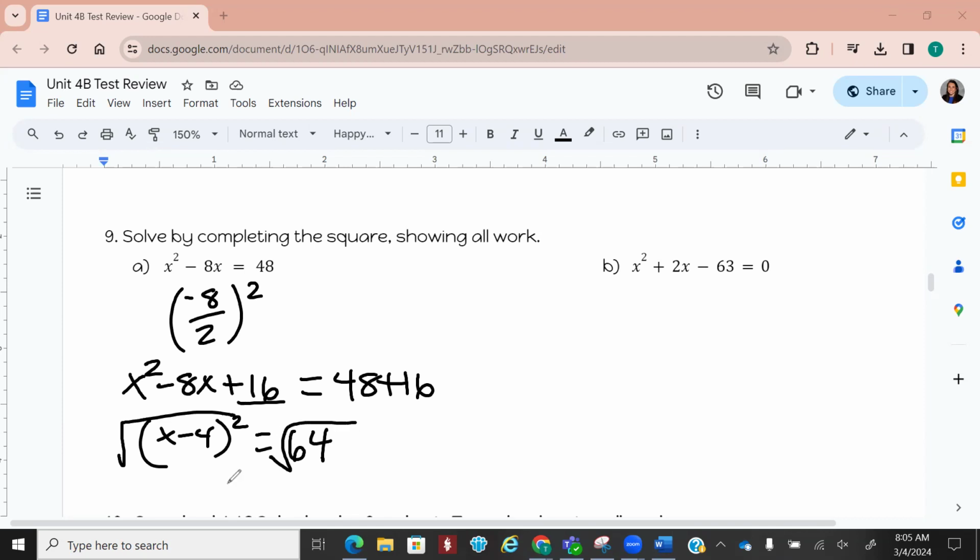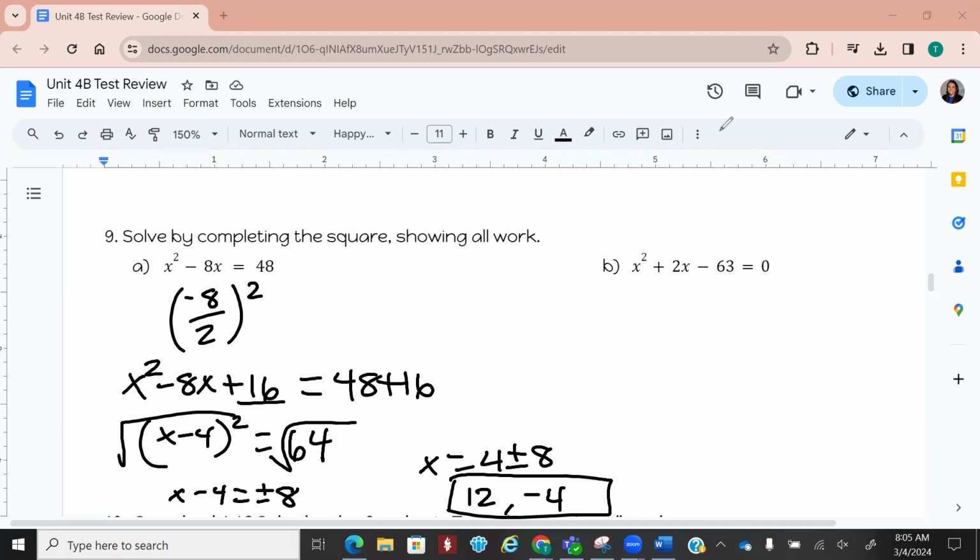Now we're going to solve. When we take the square root of both sides, we get x minus 4 equals positive and negative 8. When we move that 4 to the other side, we get x equals 4 plus or minus 8. 4 plus 8 is going to give us 12. 4 minus 8 is going to give us negative 4. So we get 12 and negative 4.